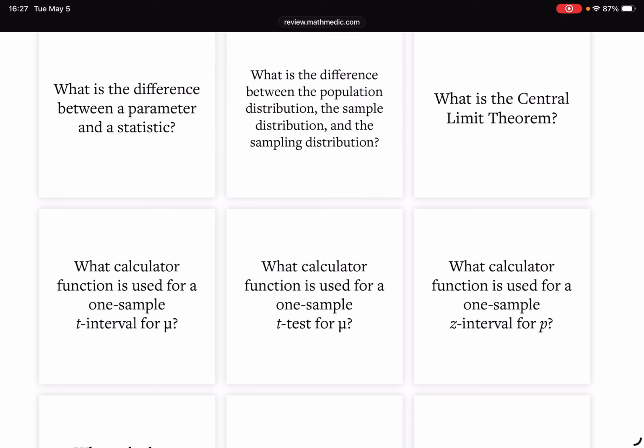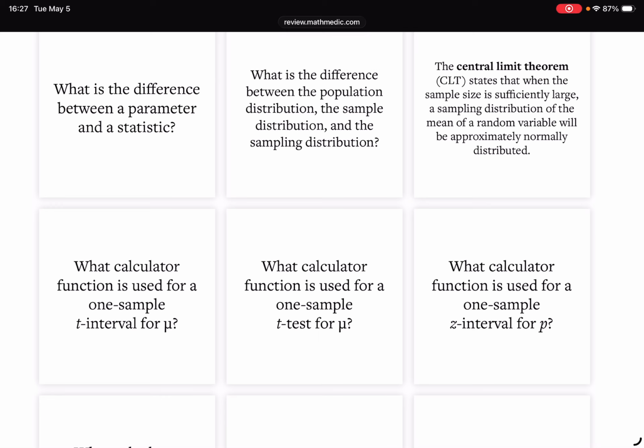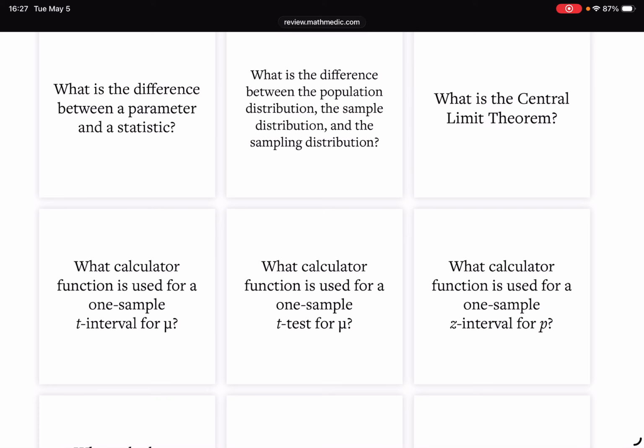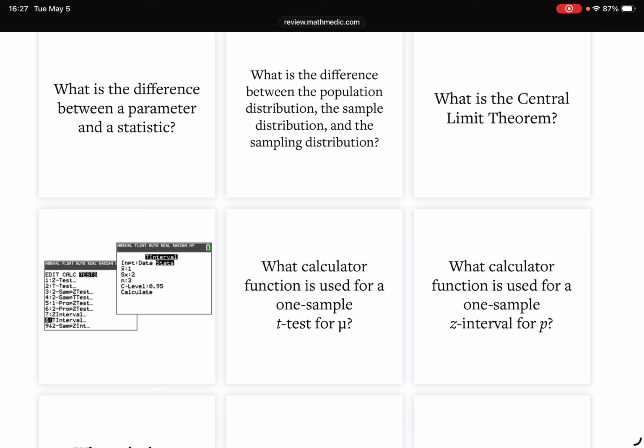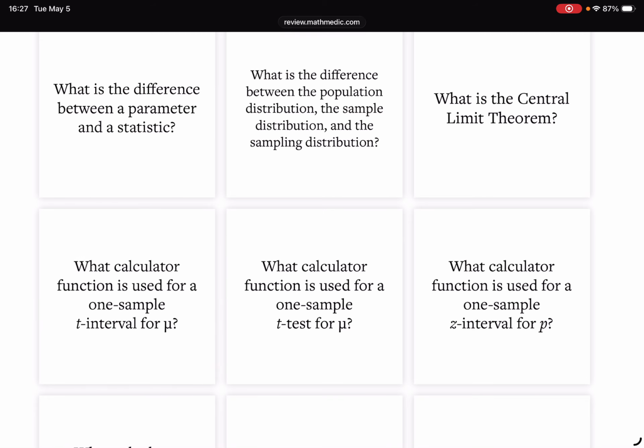What is the central limit theorem? CLT states that when the sample size is large, a sampling distribution of the mean of a random variable will be approximately normally distributed. What calculator function is used for a one sample t interval for mu? Well, this is the calculator function. Just note that on Desmos for a one sample t interval, we are going to be using a t-test after we click on add an inference.